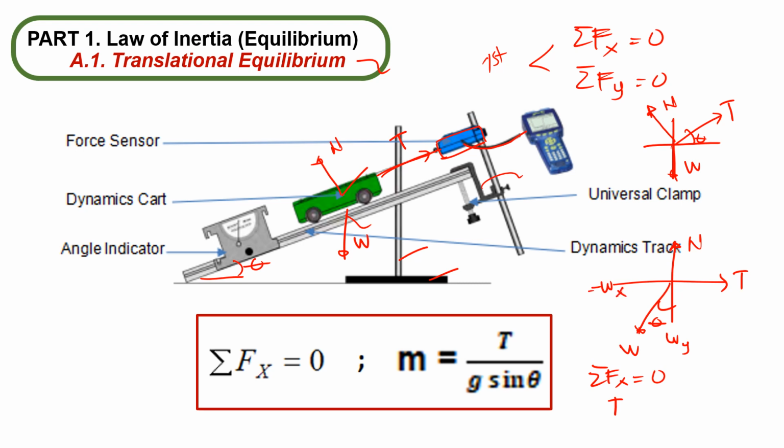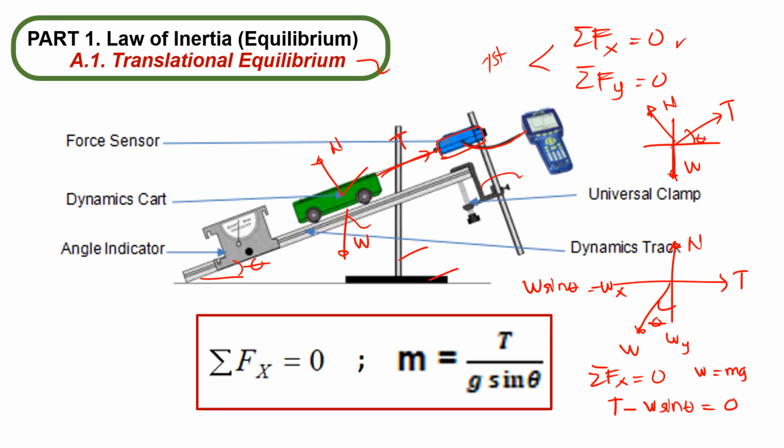W sub x is the horizontal component of the weight, or W. To compute for W sub x, this is W multiplied by sine theta. This is going to the left, meaning that it will be negative. So T minus W sine theta is equal to 0. To satisfy equilibrium, the sum should be equal to 0. To compute for weight, weight is simply mg.